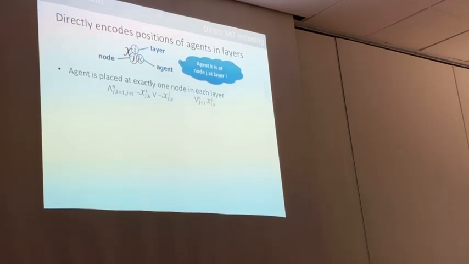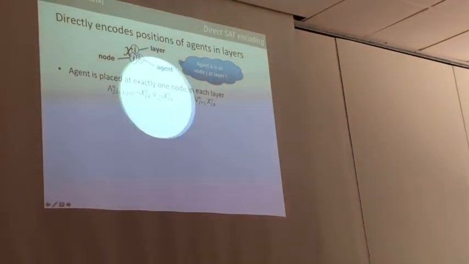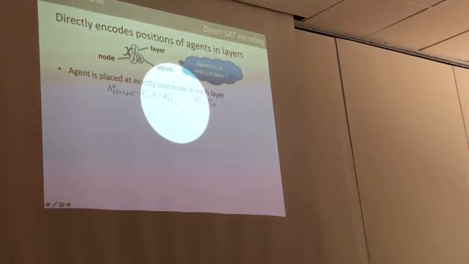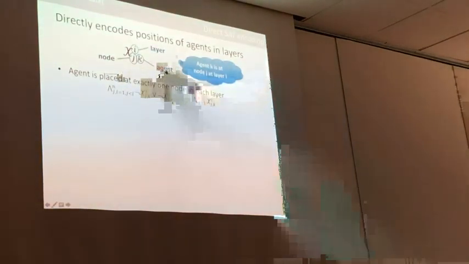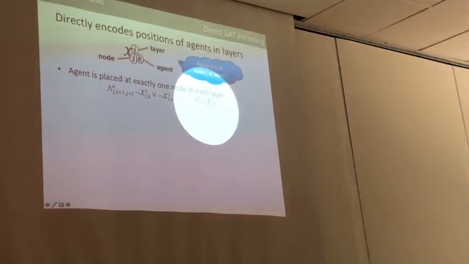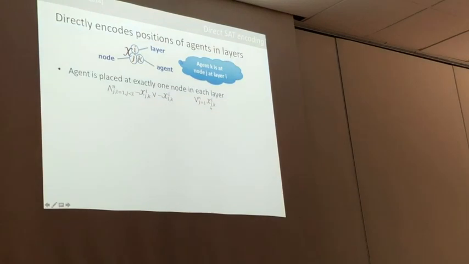So we would like the agent to be at exactly one node in each layer. This is the constraint that I already showed you before. Exactly means that it's not possible for the agent K at layer I to be at two different nodes J and L, so it's not possible that these two variables are true at the same time. And similarly, we would like to express that it's at least at some node. So it's simply the disjunction of all these variables through J. So we say that agent K at layer I is at some node J.